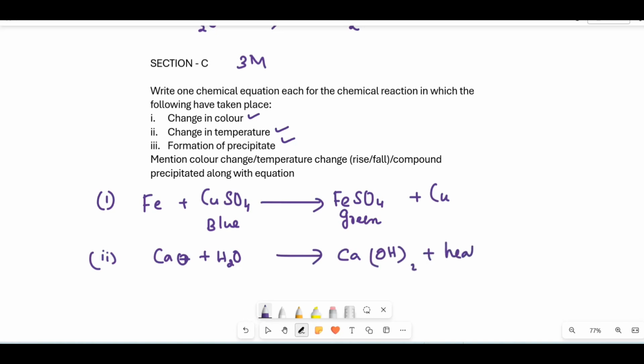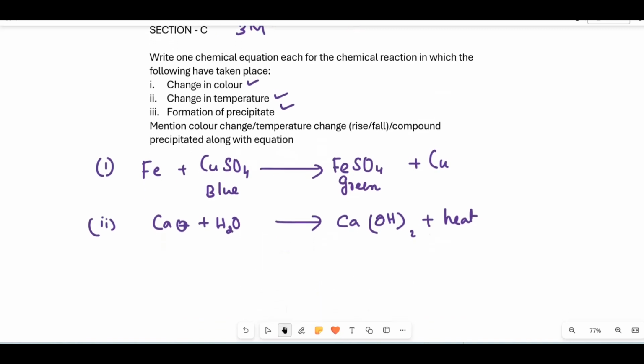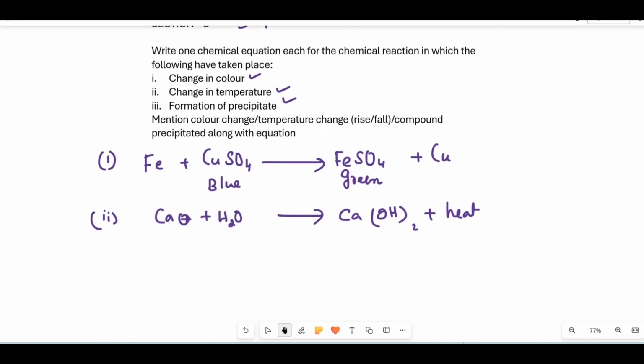Heat is liberating. Or you can write the neutralization reaction, like an acid reacts with a base. So that is also an exothermic reaction. Sodium hydroxide and HCl, you get sodium chloride and water. So heat will be liberated. That's an exothermic reaction. That also we can write.